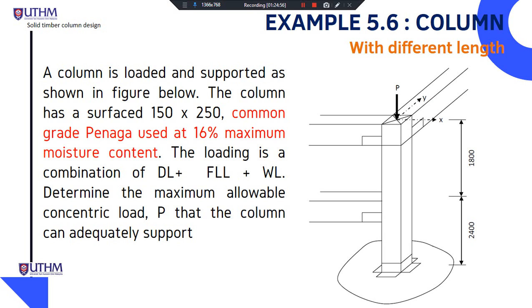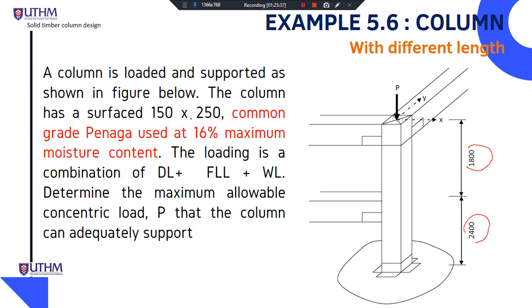Next is example 5.6, where the lengths of the columns are not the same. The bottom column has an actual length of 2,400 millimeter, and the first floor column is 1,800 millimeter. The column is loaded and supported as shown in the figure. The column has a section of 150 multiplied with 250.